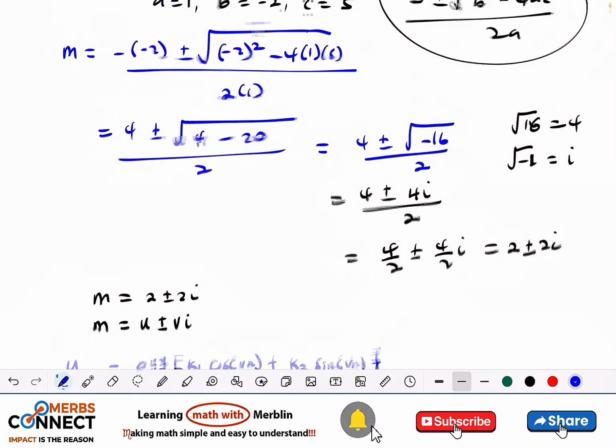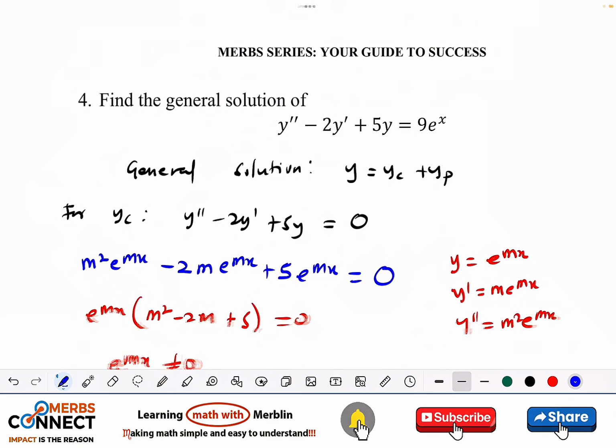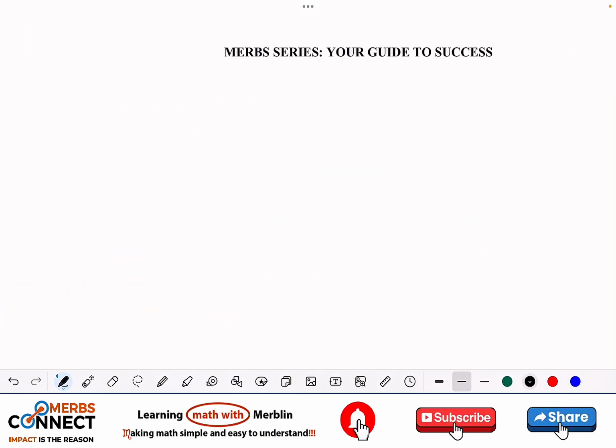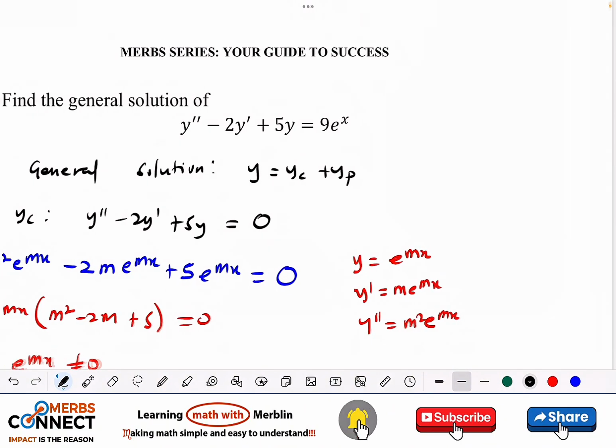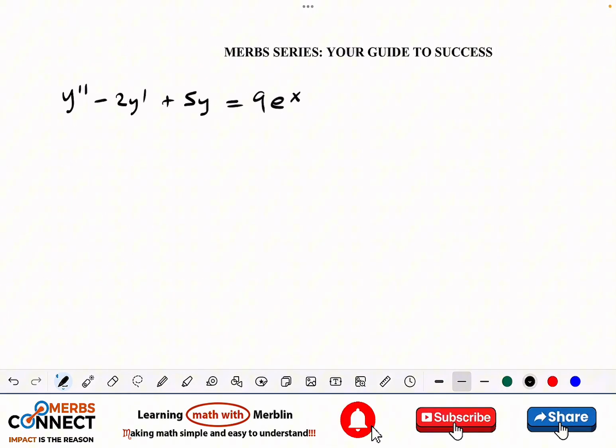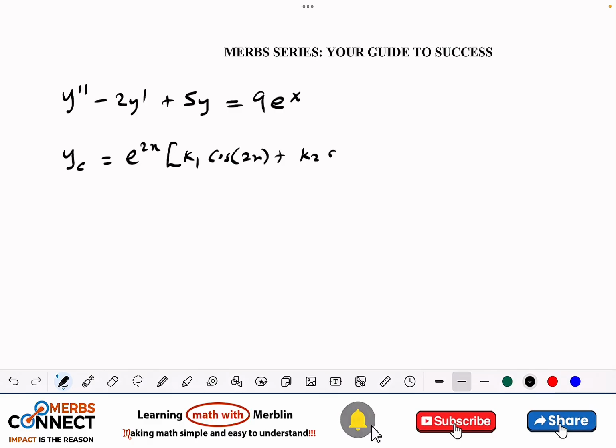So now that we've gotten the complementary solution, let's go and see how we can also figure out the trial solution. So the question given to us is y prime prime minus 2y prime plus 5y is equal to 9 e to the power x, and then our complementary solution is e to the power 2x times k1 cos 2x plus k2 sine 2x.